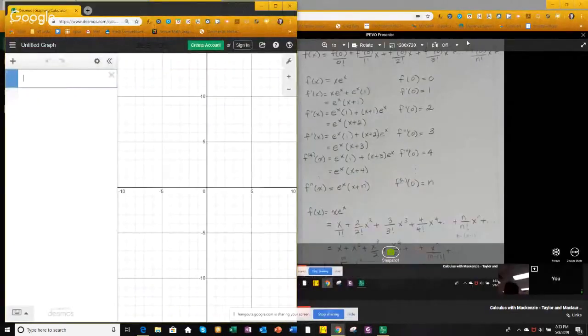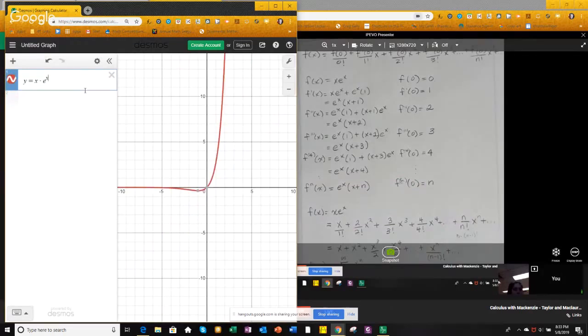So I'm going to suggest that we type y equals x e to the x, and there's our function. And let's type in parts of our polynomial here, which are y equals x plus x to the third divided by 2. You see how it's magically working?